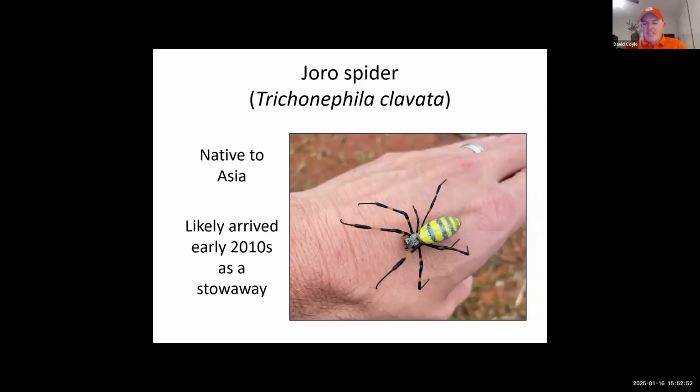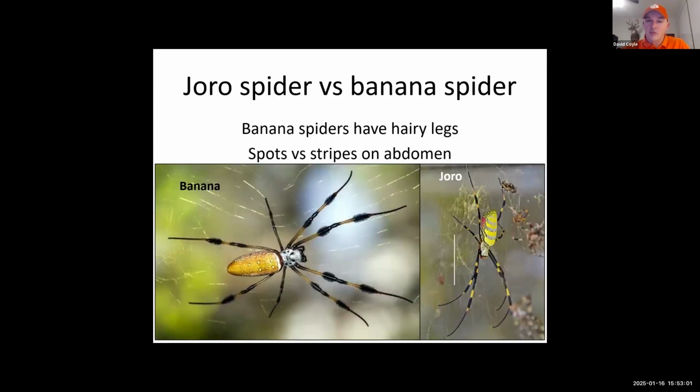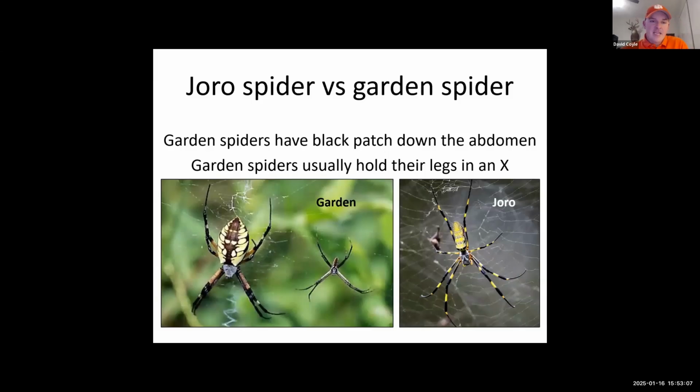So we've been inundated with this thing for several years now. Native to Asia, here it is on my hand. You can see they get fairly good size. It's similar to the banana spider, which we have down on the coast. Difference being the banana spider has those fuzzy little leg warmer looking things on it.